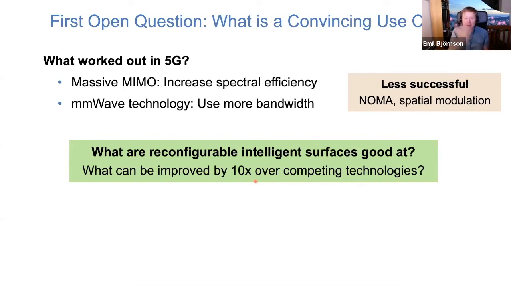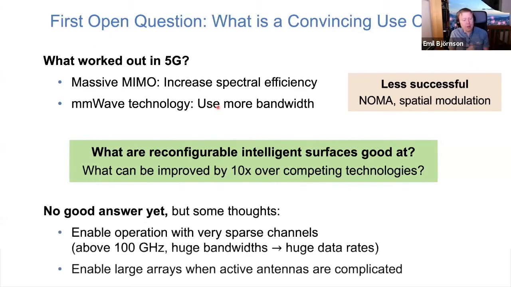Yeah, but you can also put in something else and it will also be better. But what can it do that no other technology can do? And that is sort of where NOMA and spatial modulation failed, because there were alternative technologies like these ones that were much more convenient to use. And there's no good answer yet.